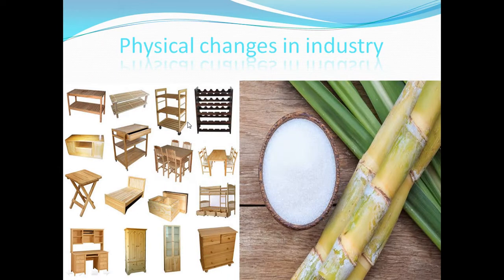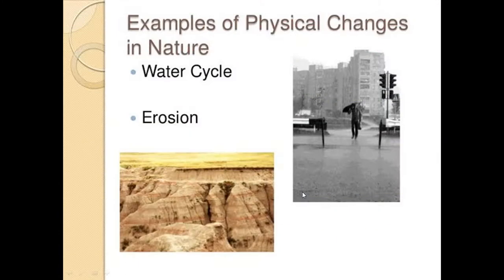What about physical change in industry? If I get a piece of wood, can you change the wood into another form? Yes, of course, I can change the wood into a table, into a bed, into a chair, anything you want. So here, changing the wood coming from the tree into furniture is an example of physical changes in industry.